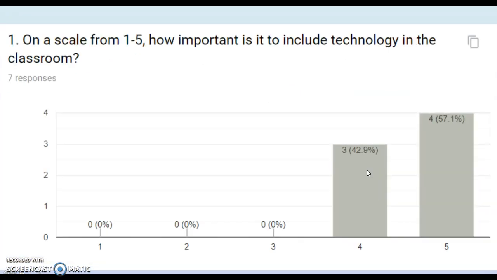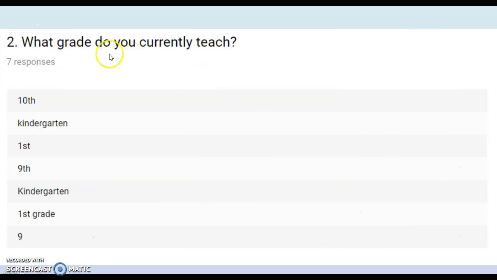As you can see right here, this was the first question. On a scale from 1 to 5, how important is it to include technology in the classroom? Almost every single person that responded said it was either a 4 or 5, which are either very important or somewhat important. So most teachers that responded believe that technology is something that should be used in the classroom.